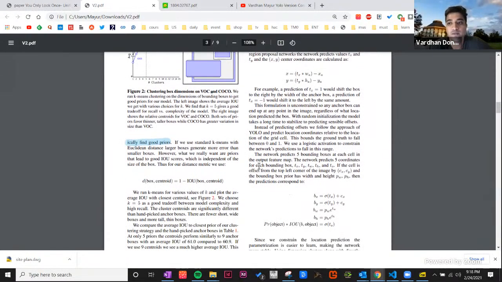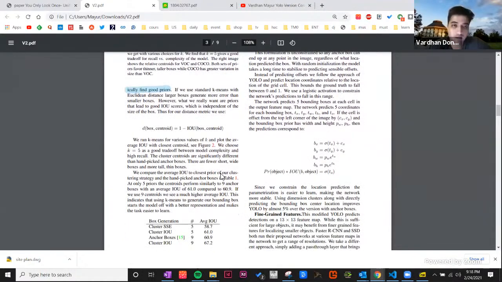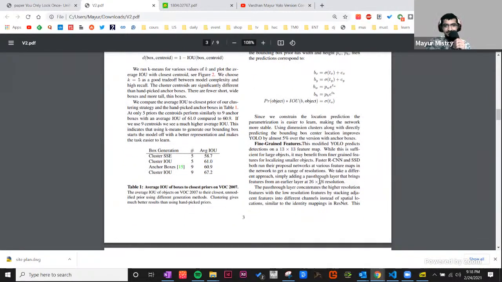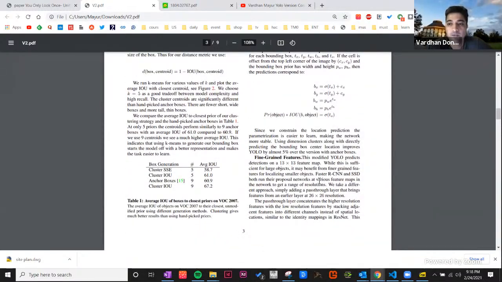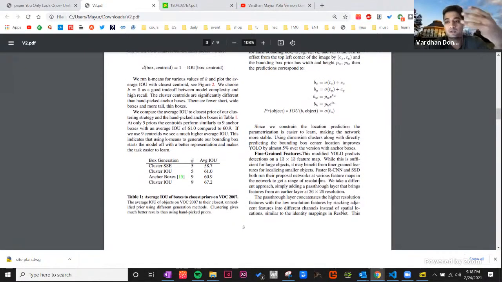Those are the 5 means they found, the 5 cluster centers, and that's what they use as priors. Awesome. We discussed IOU last time. IOU is very commonly used as the bounding box criterion: you have a ground truth bounding box and a predicted one, and you just need to see how much overlap is happening there.